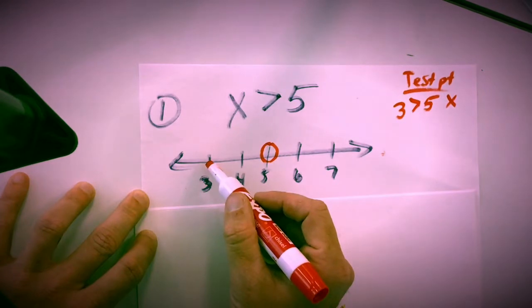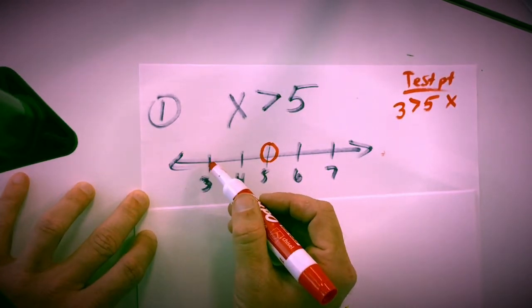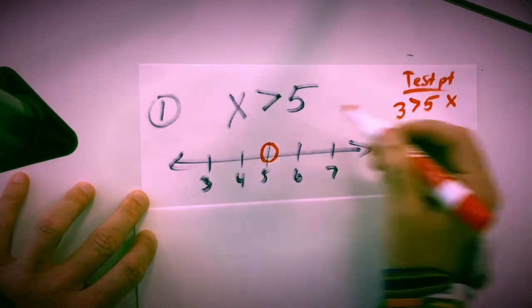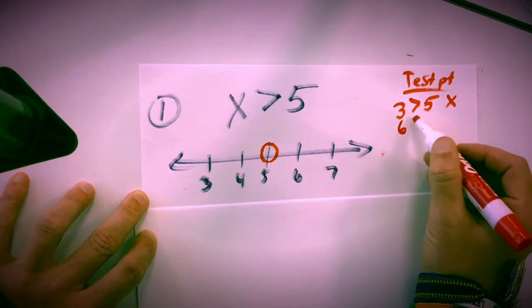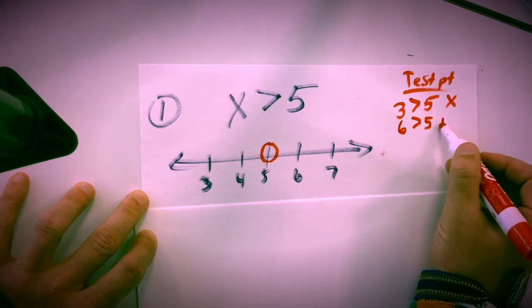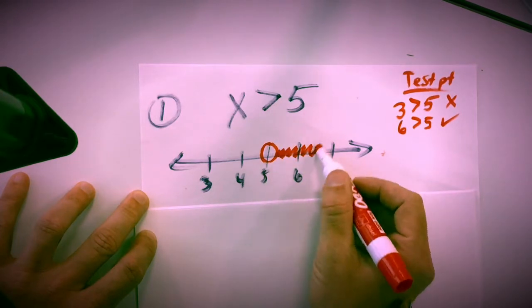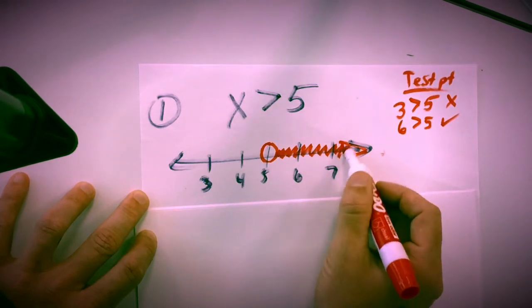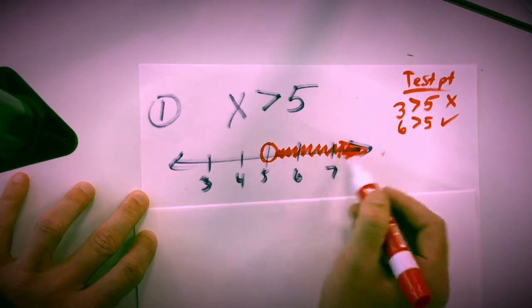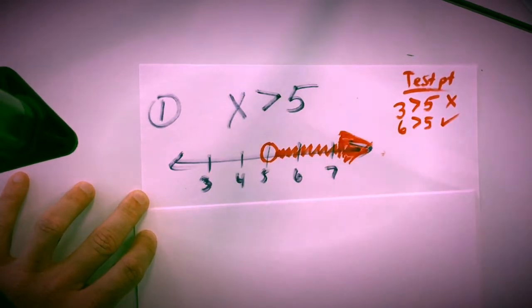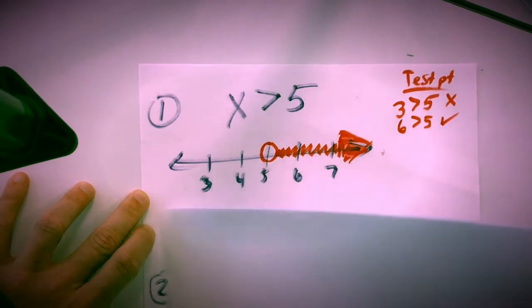So we know that the point 3 is not in the solution area. So we have to do another test point until we get a true statement, which would indicate a solution. So I'm going to try 6. 6 goes in for x. 6 is greater than 5. It is. 6 is in the solution area. We know that every other value on the side, and if we wanted to test them, we totally could, but we're going to shade it this way to indicate that is the solution area.